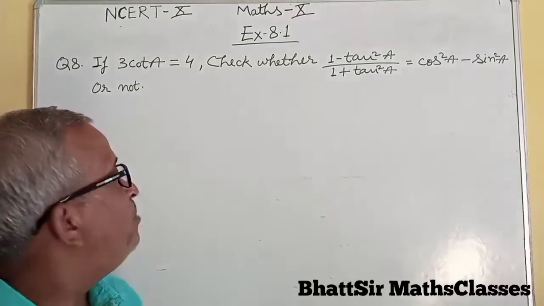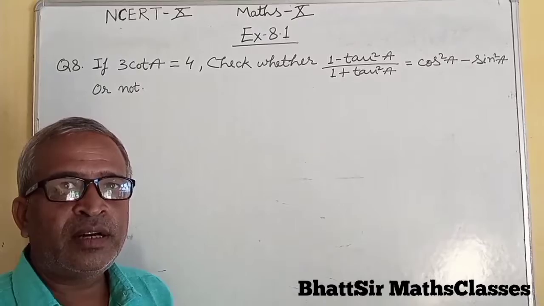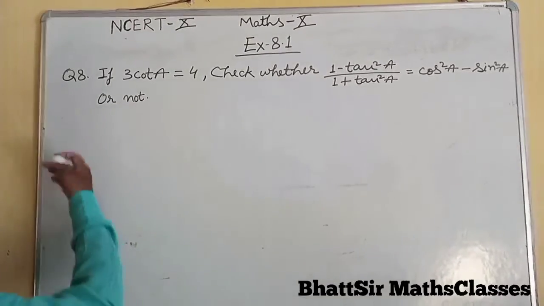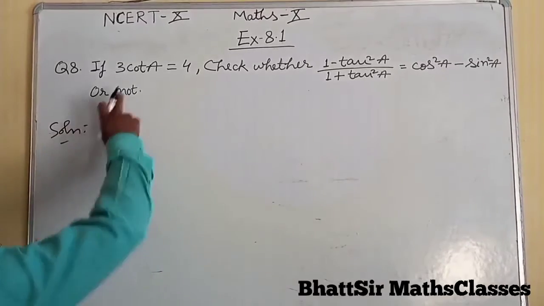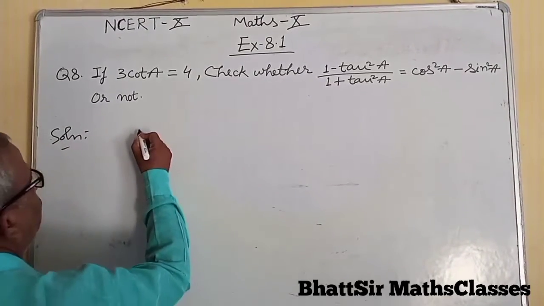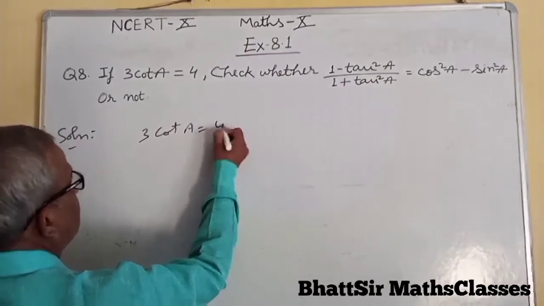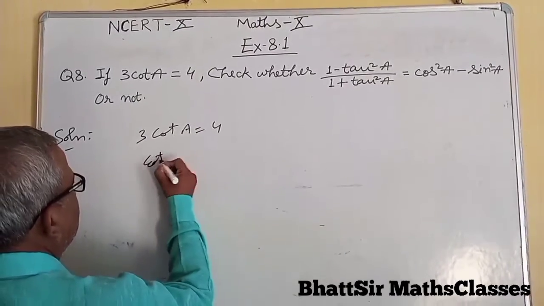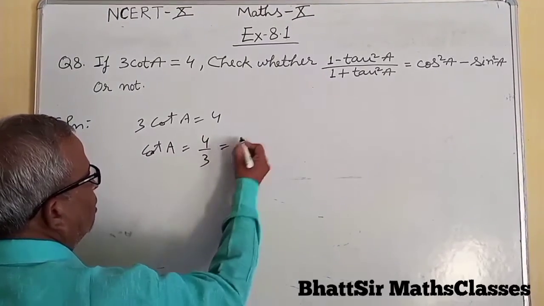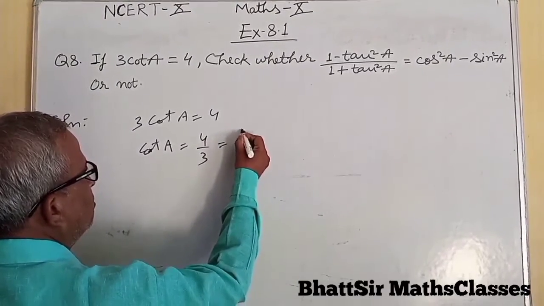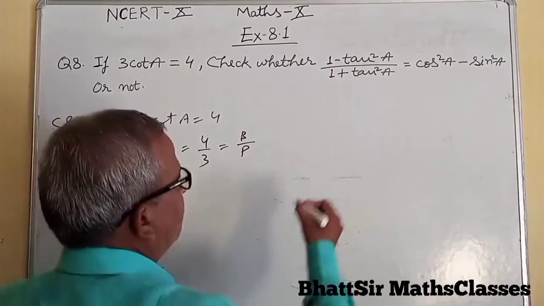Dear students, I am taking question number 8 from exercise 8.1, NCERT 10th standard. So I am giving a solution. If 3 cot A equal to 4, so cot A equal to 4 upon 3. It means base over perpendicular. Make a right angle triangle.